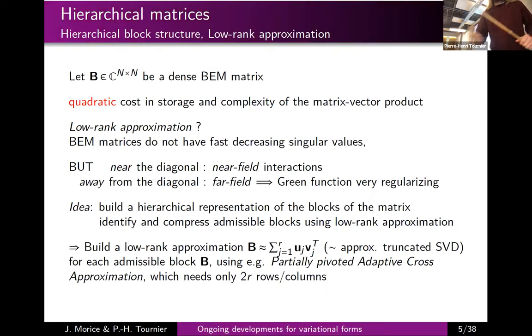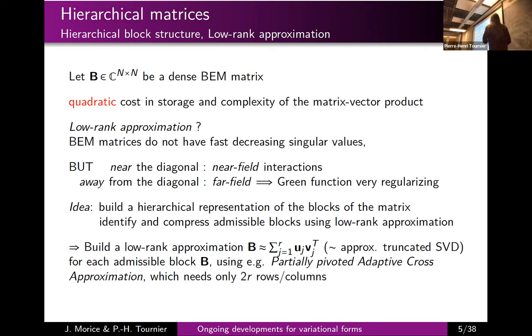Okay, so now the second difficulty is that the matrix is dense, and obviously, when the size grows, you have a quadratic cost in storage and complexity with this dense matrix. And so we try to make use of the structure of the matrix to try to compress the matrix and make use of low-rank approximation to reduce the storage and computation of the BEM matrix.